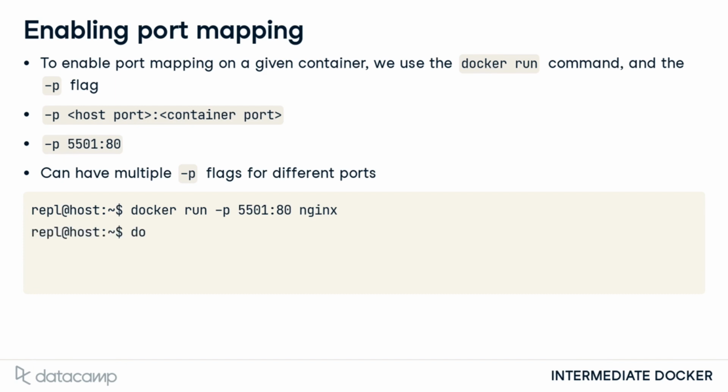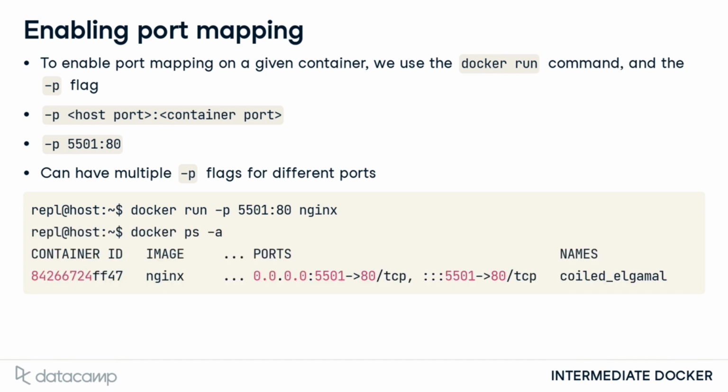Using docker ps -a, we can look for the ports column to verify the mapping. In this case, the 0.0.0.0:5501 means any IP on the host with port 5501 should map to port 80 using TCP. The second part means the same thing, but for IPv6.